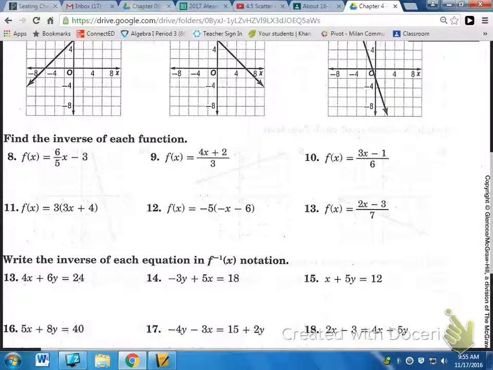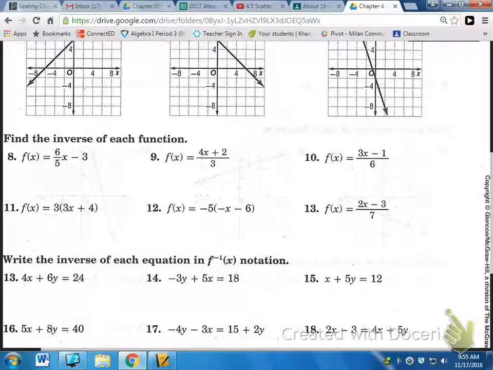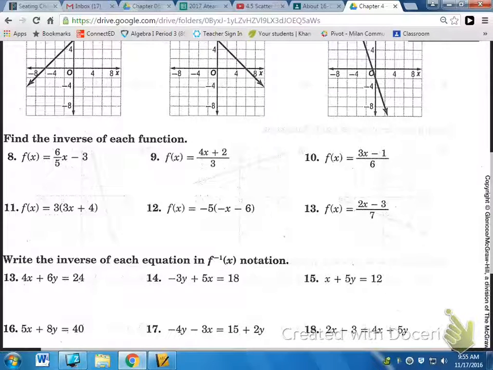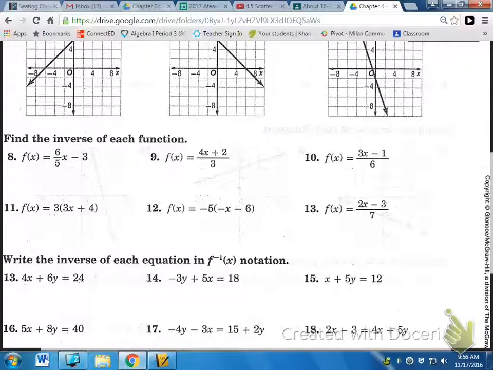Okay, 8 through 13, they're listed as function notation already, but that just means for f of x, you're going to put a y there, and then you're going to switch your x and y around and solve. Now, on 9, 10, and 13, it's got the whole side over a number. How do you get that straightened out?